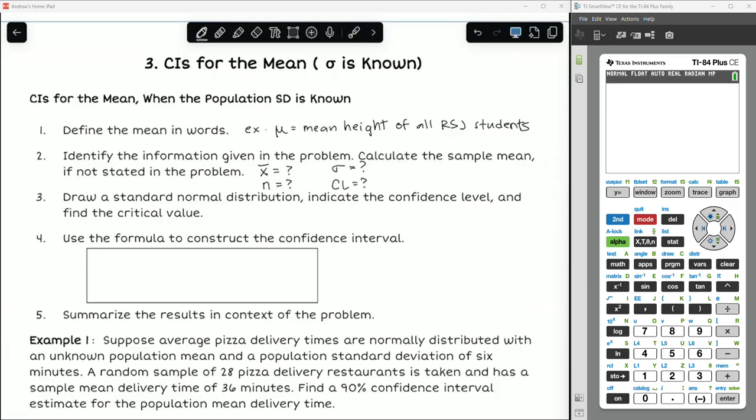The next thing we're going to do is draw a standard normal curve, because we know that for cases where sigma is known, we're using standard normal. We're going to indicate the confidence level, and this should be centered in the picture. And then we're going to find the critical value. And to do this, I have a percentage. I want some boundary values. I'm going to use inverse norm on my calculator.